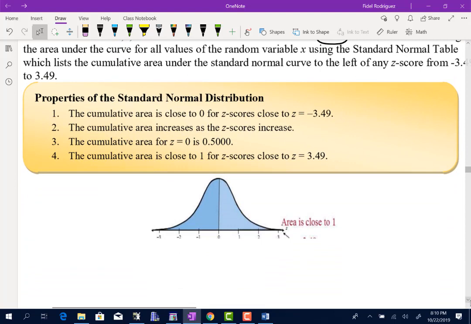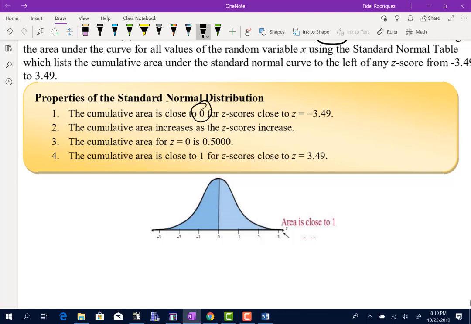Okay, so I want to say this is on the bottom of your notes here. So it says the cumulative area is close to 0 for z-scores close to negative 3.49. So look, this is negative 1, negative 2, negative 3. Negative 3.49 would be a little further to the left, right? So guys, we're talking about the total area here, everything in blue. The total area is going to be 1. But if you're trying to figure out what's the area over here, that number is going to be close to what?